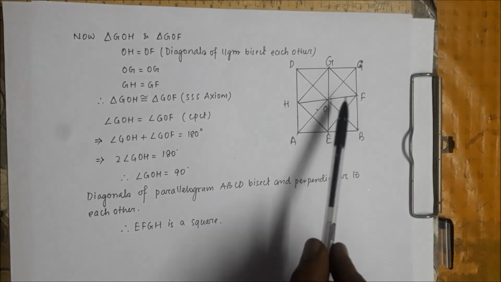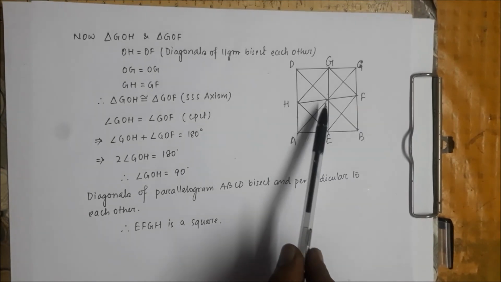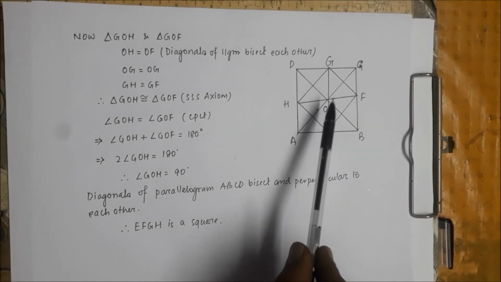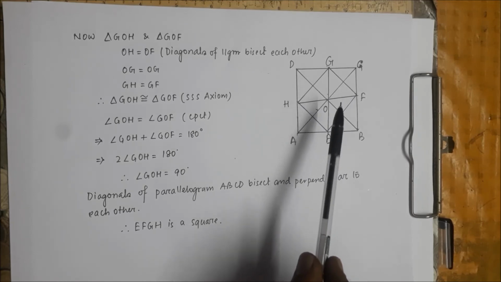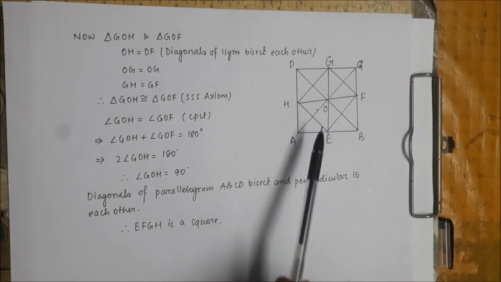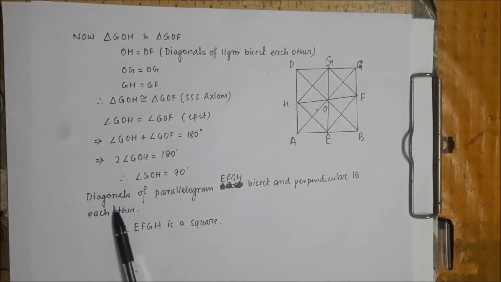Now in a parallelogram, if the diagonals intersect each other at 90 degrees, then it will become a square. So the diagonals of the parallelogram EFGH bisect and are perpendicular to each other. Therefore we can say that EFGH is a square.